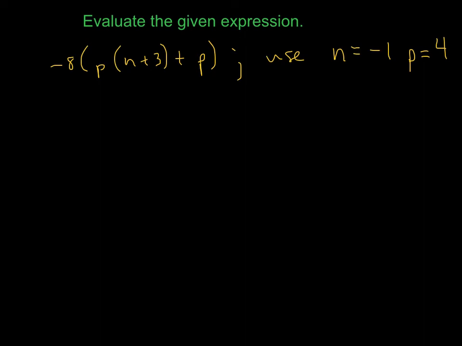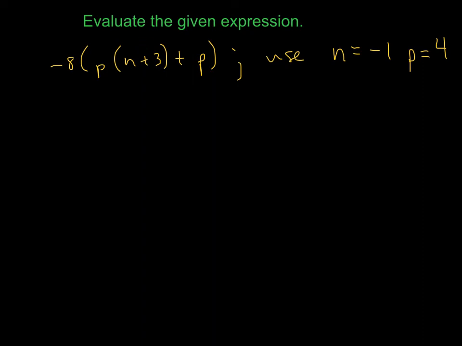Okay, our last problem, and again, I tried to pick something that was a little bit challenging. We have a negative 8, open parentheses, p, open parentheses again, n plus 3, close parentheses, plus p, close again. So when we take a look at our order of operations, we're going to go to this innermost set of parentheses and then work our way outwards from there.